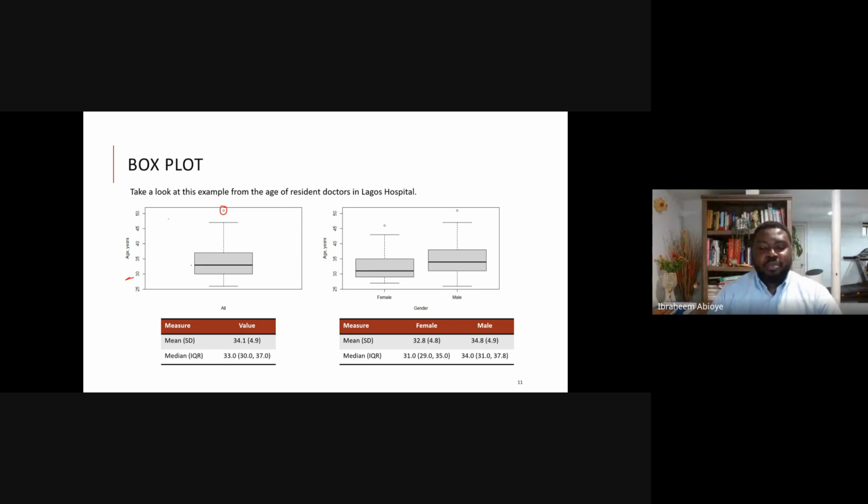Which is fine. But the other thing that you can then do with the box plot is you can subgroup, you can separate out the males and the females in the data set. What can you tell us about this visualization on the right? Anyone wants to tell us what they see?